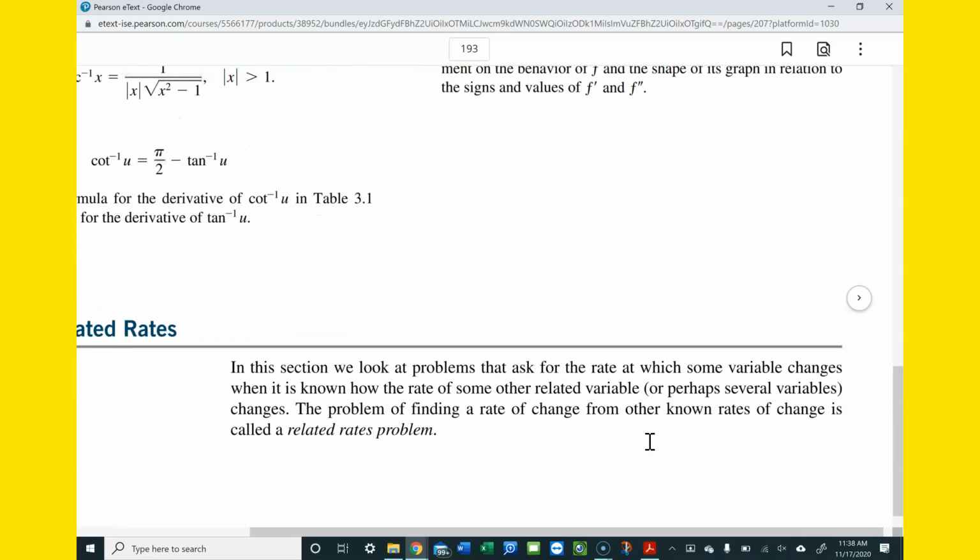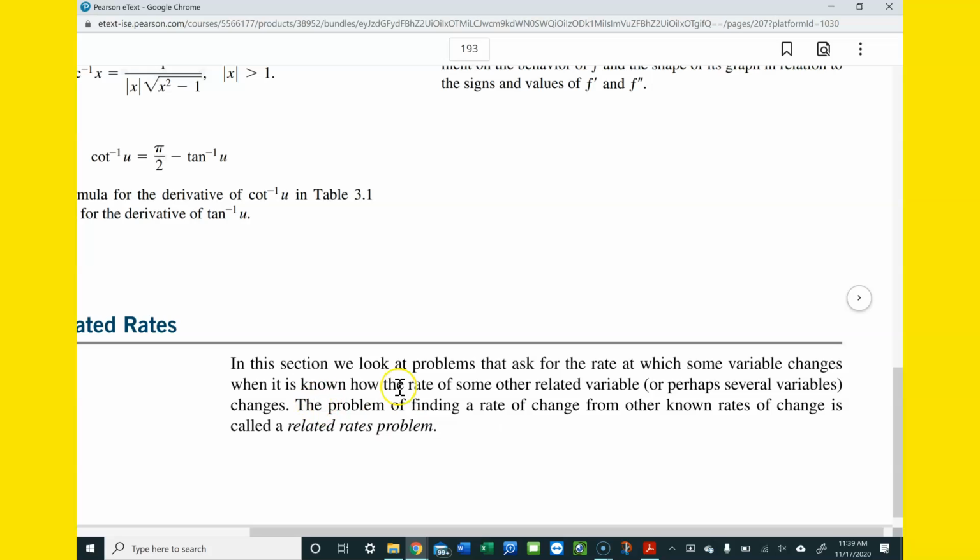Related rates are one of the ways that derivatives can apply to real-world situations. It's like when you know how certain variables of a process or of a geometric structure relate to one another: as that structure or process changes, how do those variables change related to the changes of other variables? I'm being kind of vague there, but the problem of finding a rate of change from other known rates of change is called a related rates problem.